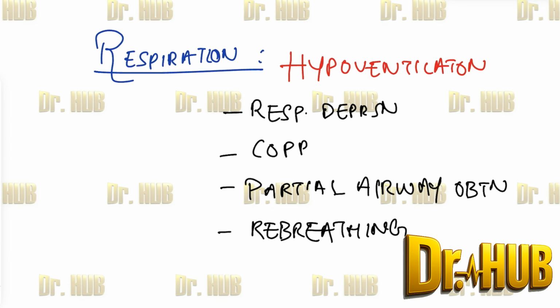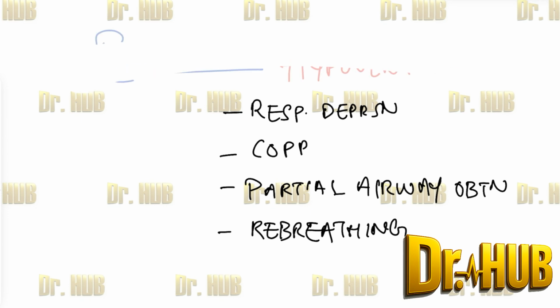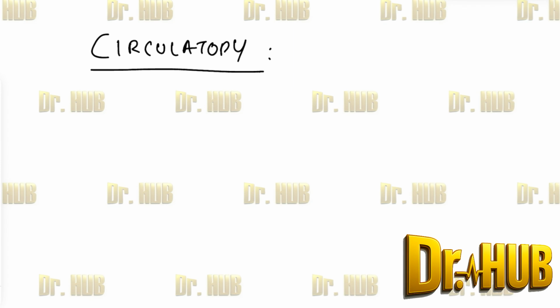Next, we move on to the circulatory aspect. Under the circulatory, there will be an increase in the cardiac output, and there is also the hypertension.